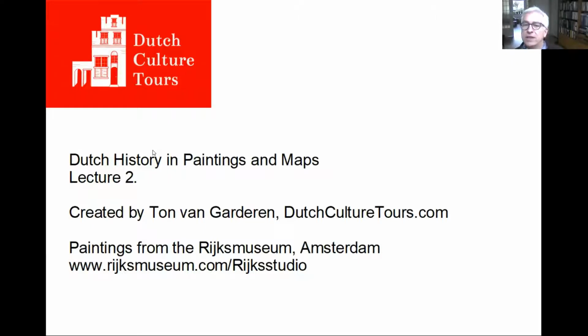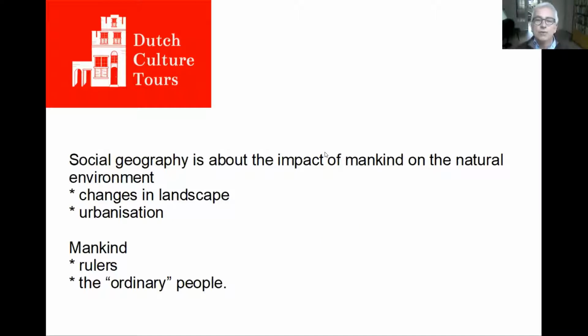So I'm a guide and my academic background is social geography. Social geography is about the impacts of mankind on the natural environment. Think about changes in landscape, think about urbanization. And if we speak about mankind, I think we can consider two groups, those who rule and those who are ruled, the rulers and the ordinary people.